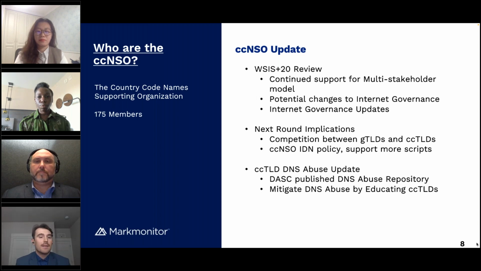And then moving on, ccNSO policy development and IDN strings is also a major talking point for the last few ICANN sessions as it pertains to the next round of new GTLDs. The ccNSO is vying for more scripts than just the Latin-based scripts that exist now for the next round of new GTLDs. And the last topic on this slide is around ccTLD DNS abuse.